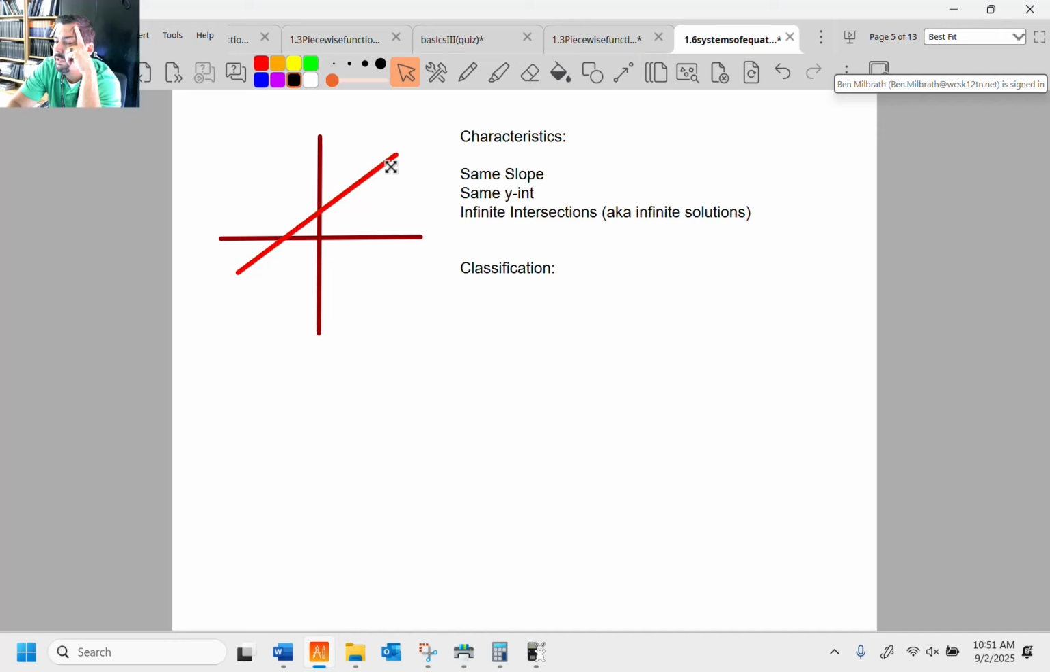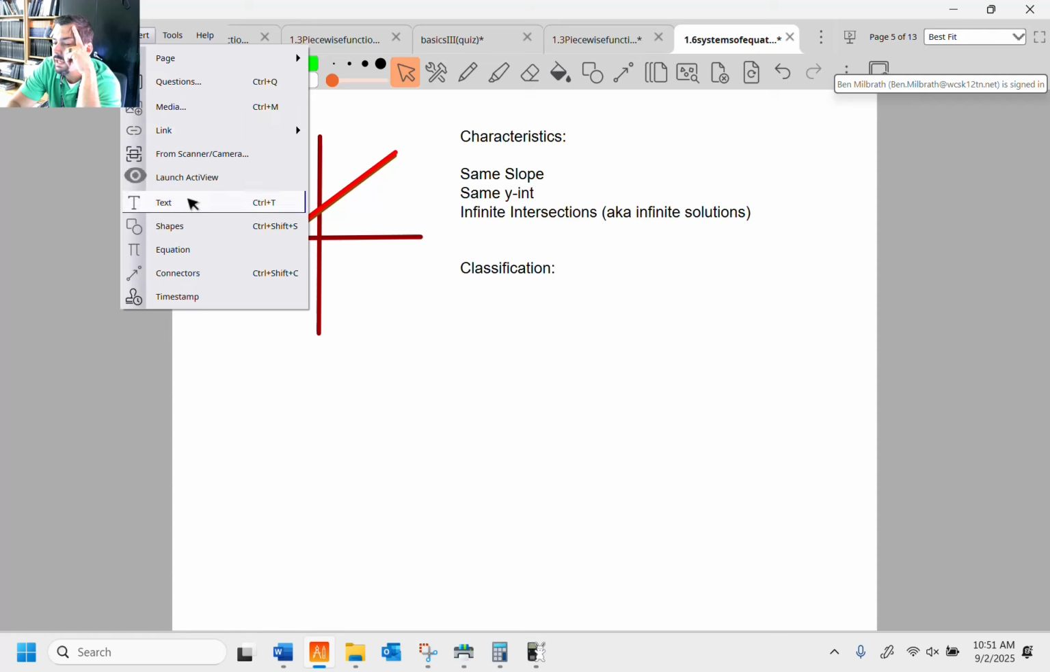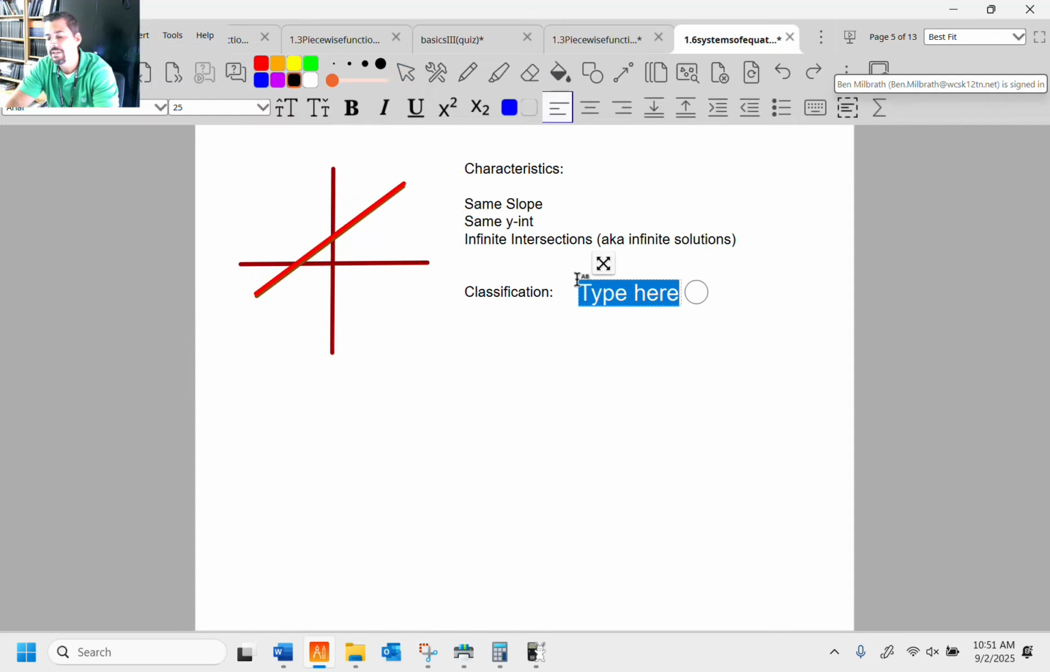Now you couldn't tell by looking at your notes here, but there's actually two lines here covering each other all the way up. We have an infinite number of intersections. We have the same y-intercept, same slope. Because we have solutions, we are classified as consistent. But because there's an infinite number, the solutions are said to be dependent upon each other.